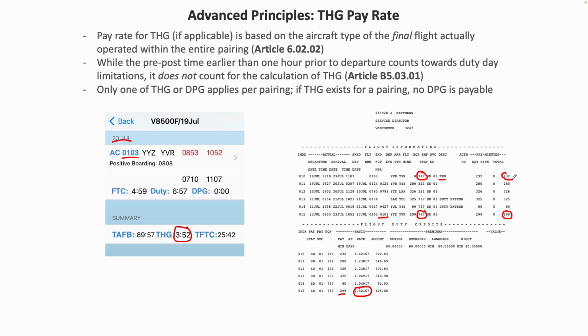So there's 232 minutes payable in THG, and because the last leg was 787, we should be paid at that aircraft type for the THG as well. And indeed, when we look at index item 10, we can see 232 minutes, and these minutes are paid at the single SD 777-787 rate. So this has also been paid correctly.